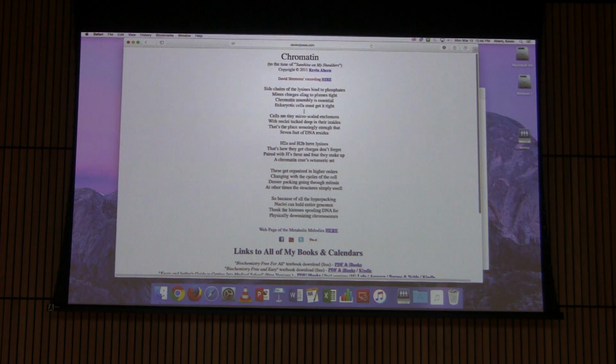Minus charges cling to pluses tight. Chromatin assembly.